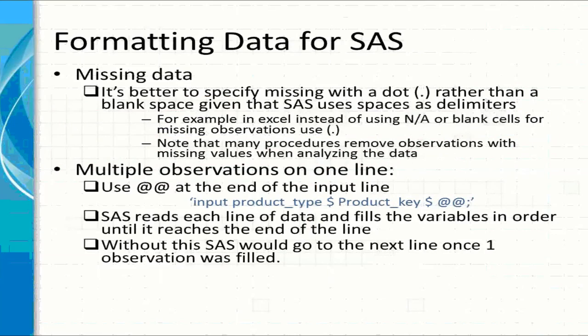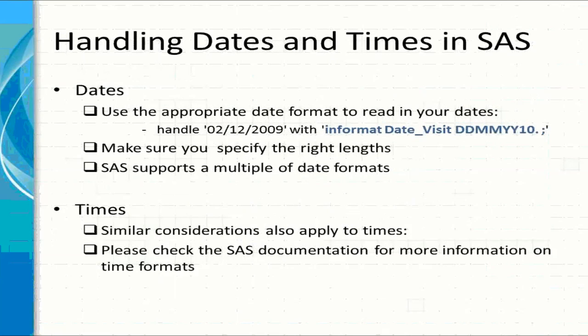Now, just a few notes on formatting data for SAS. We've briefly touched upon missing data already, so use a dot rather than a blank space. It's really useful. And also do note that many SAS procedures remove observations with missing values when analyzing the data. Okay, so this is important to bear in mind. Now, if you've got multiple observations on one line, use the double at sign at the end of the input line, such as that example, so that you can read your data with multiple observations per line.